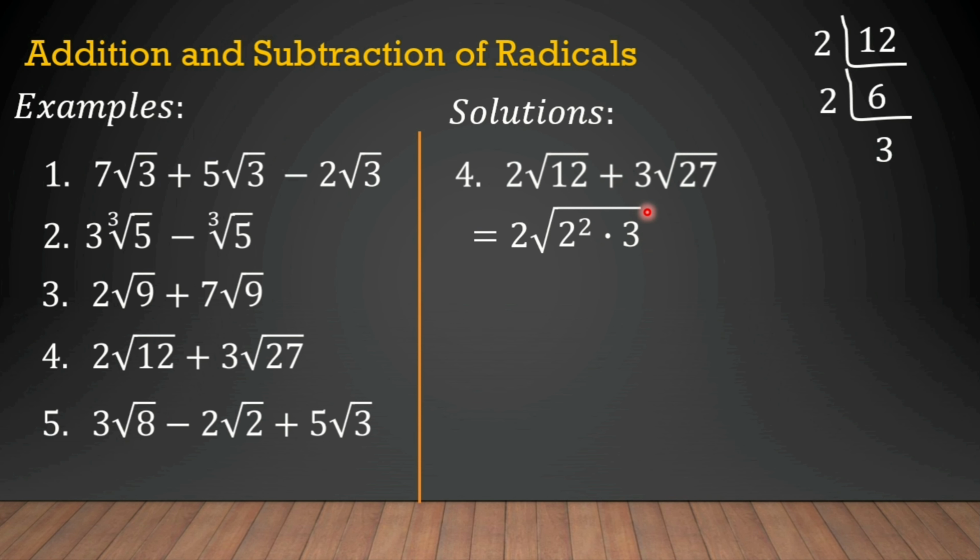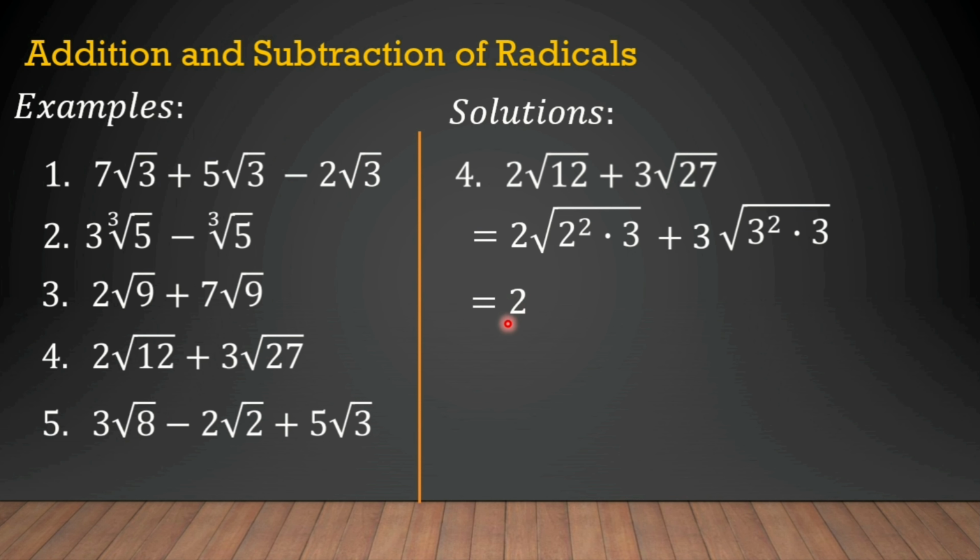Then, ibaba naman natin yung numerical coefficient ni 27, which is yung 3. Tapos, i-divide natin ang 27 ng kanyang mga prime factors. So, 27 divided by 3 is equal to 9. Then, 9 divided by 3 is equal to 3. So, ang prime factors ni 27 ay 3 times 3 times 3, or simply the square root of 3 squared times 3. Baba natin to.